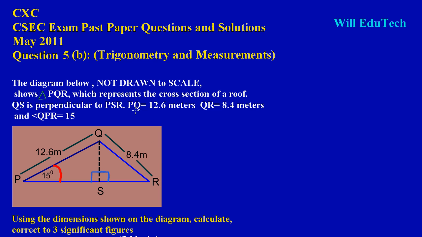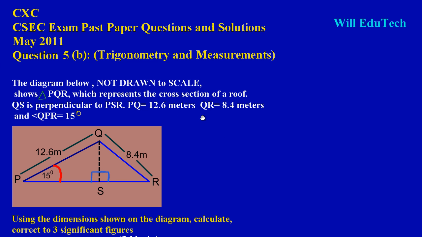Now let's move on. PQ is equal to 12.6 meters, and that's this distance from P up top down to Q here at the base. And they're saying QR is equal to 8.4 meters, and the angle at P, which is angle QPR, is equal to 15 degrees. Sorry, I forgot my degree symbol, so let me just drop it in quickly. This should be 15 degrees.